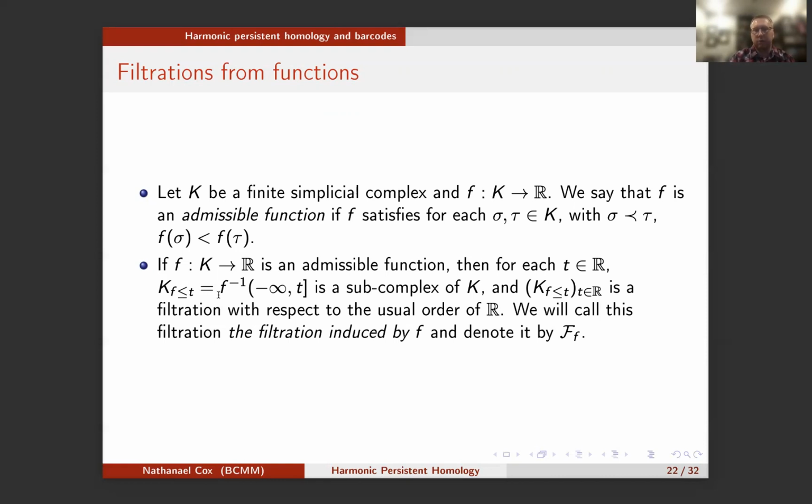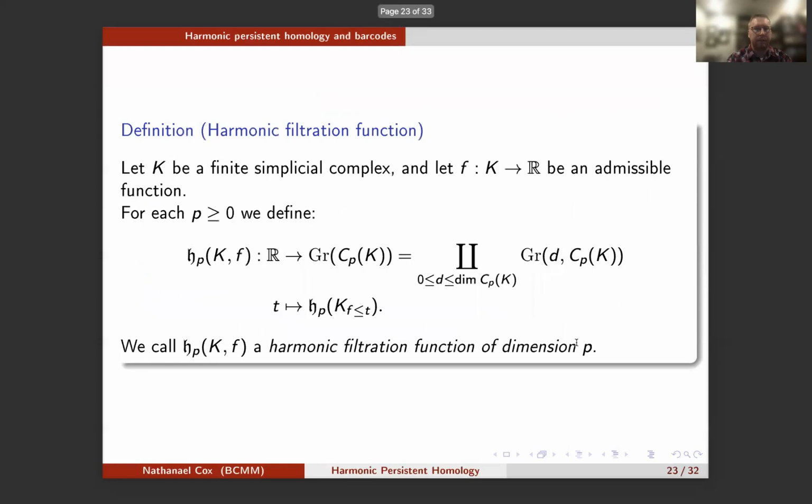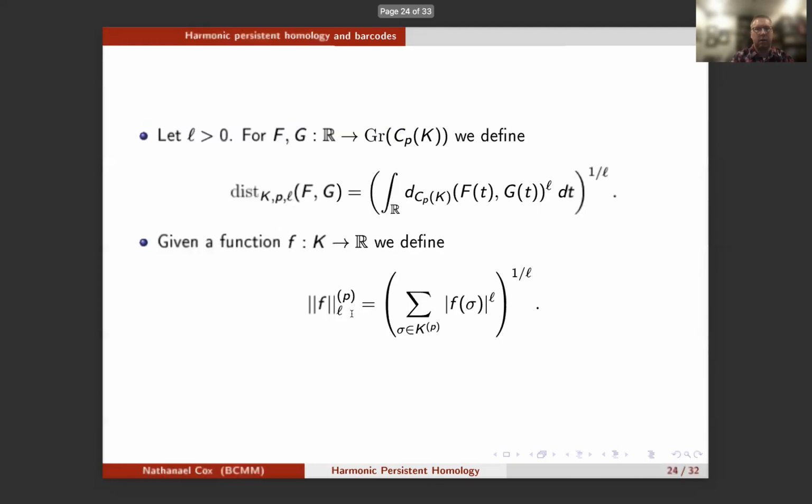And this will be a filtration. And we call this filtration the filtration induced by f, and we'll denote it by F sub little f. Right. And we now can define the idea of a harmonic filtration function. If you have an admissible function f, this function H_p^{K,f} sends an element t of the real numbers to the harmonic homology subspace of K_f less than or equal to t. Again, this is a harmonic filtration function of dimension p.